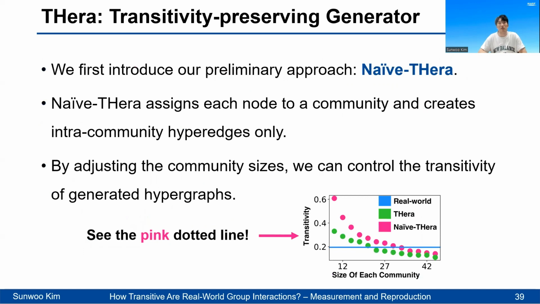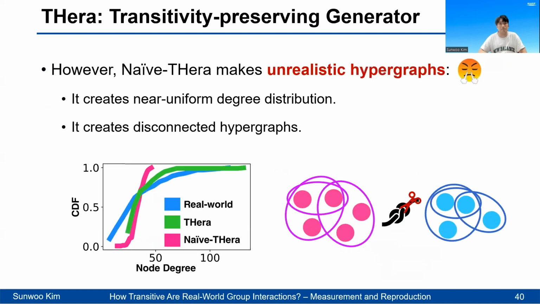We first introduce our preliminary approach, Knife Thera. Knife Thera only creates intra-community hyperedges, assigning each node to a community and creating only intra-community hyperedges. As shown in the below figure, we can control the transitivity of generated hypergraphs by adjusting the size of each community. However, Knife Thera fails in generating realistic hypergraphs. This is because generated hypergraphs have near uniform node degree distribution and they are disconnected.